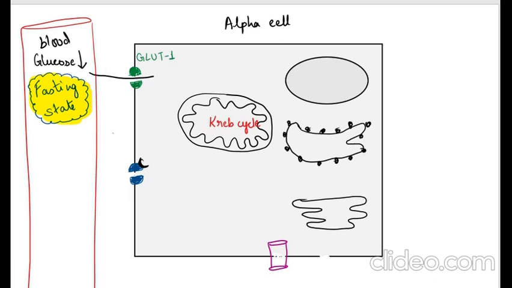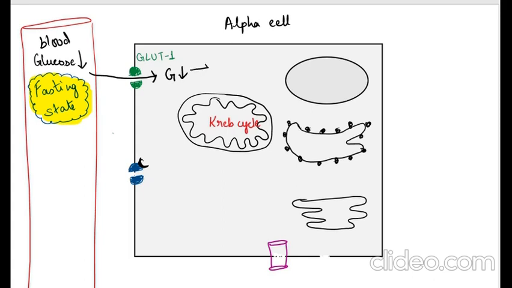Very little glucose will enter the alpha cell. This is the alpha cell, a cell of the pancreas. So in the pancreas, very little glucose will enter. The amount of glucose entering is very low. All right, so now what happened?